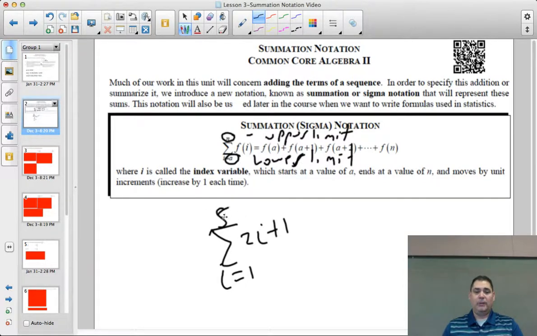So the upper limit is where you stop, the lower limit is where you start to plug in, and it goes by ones: 1, 2, 3, 4, 5, up to the upper limit. i is just a variable that you're going to be working with in the problem. You can use j, k, maybe x. Usually x is reserved for other things, so you don't really want to use x, but you can if you want to.